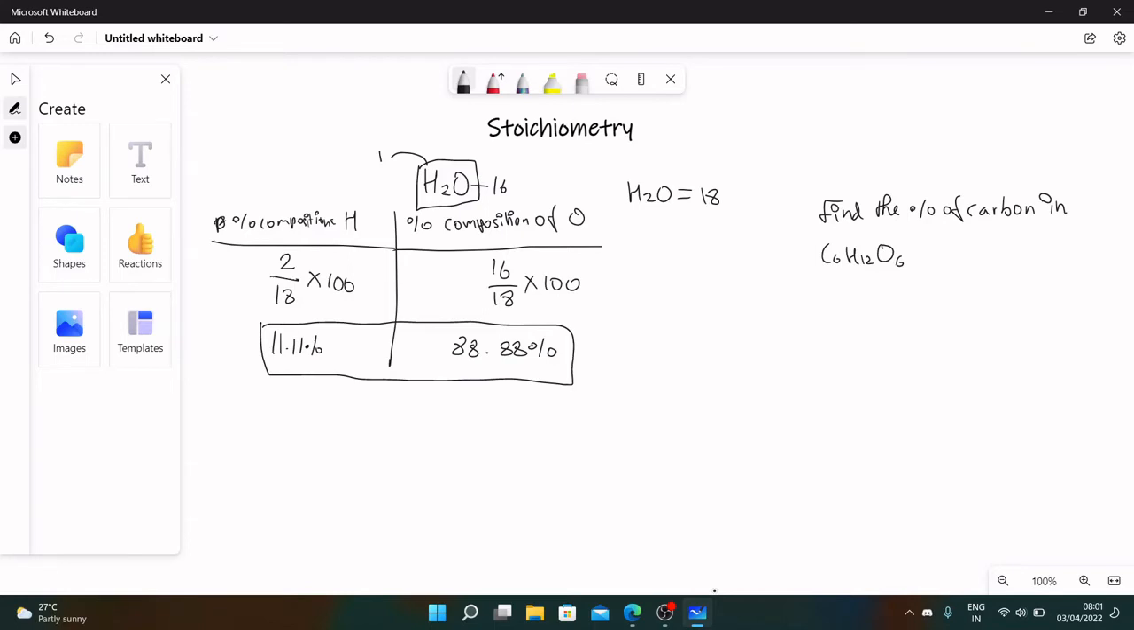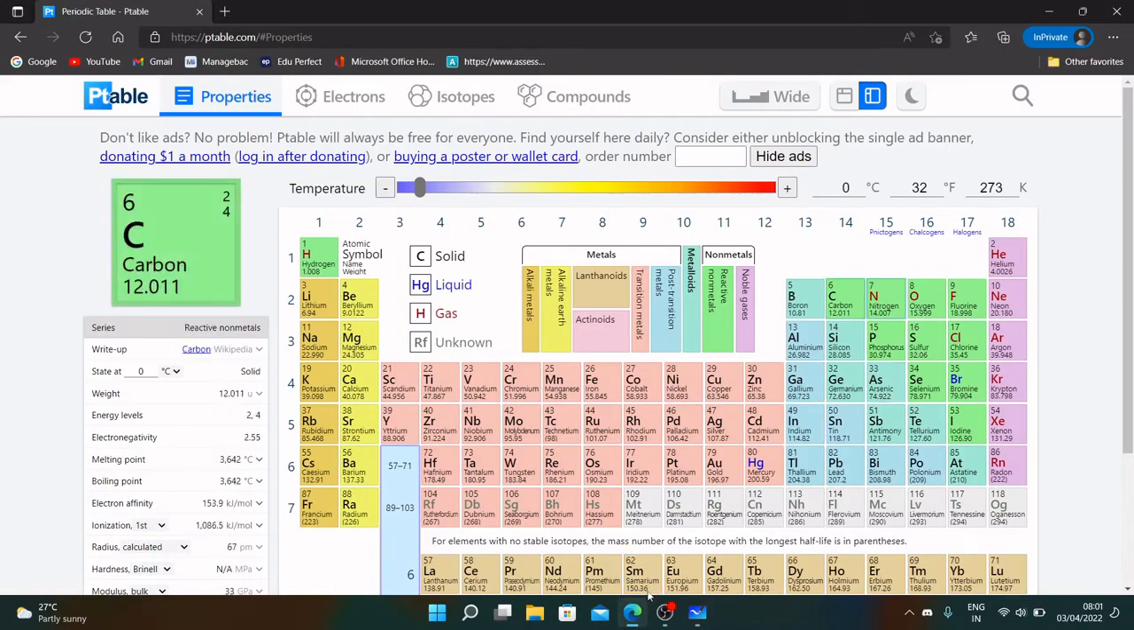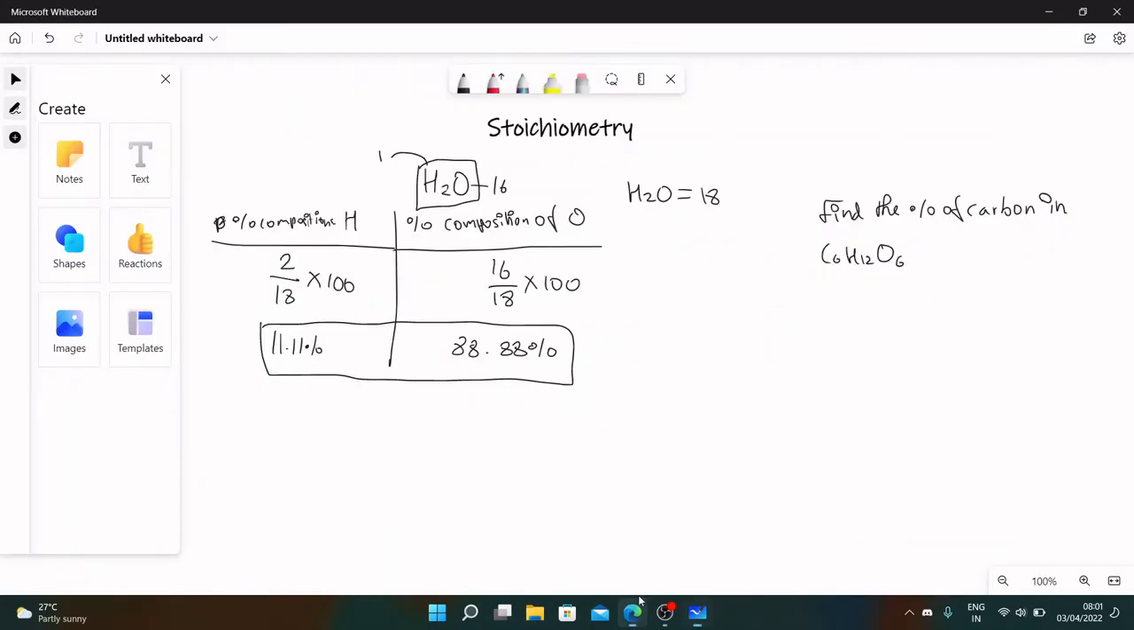So first we need to find the mass of carbon, sorry, we need to find the mass of C6. We have 6 carbon, and carbon is 12. So 12 into 6 will give you 72. C6 is 72, so your numerator is 72. We need to find our denominator now, which is the entire molar mass of this compound.